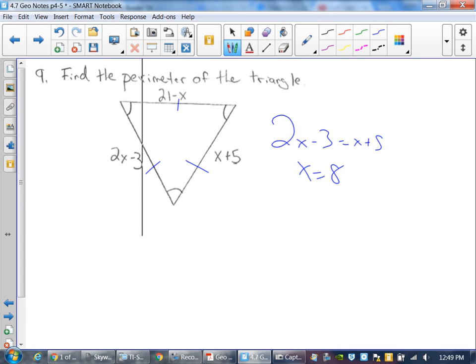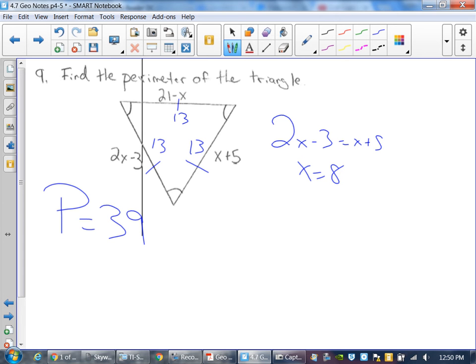So 8 and 5 is how much? 16 minus 3 is 13. 21 minus 8 is 13. Which means my perimeter is 39. Okay? Which means my perimeter is 39.